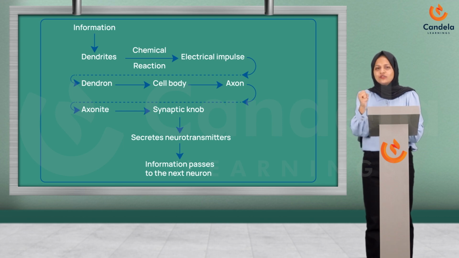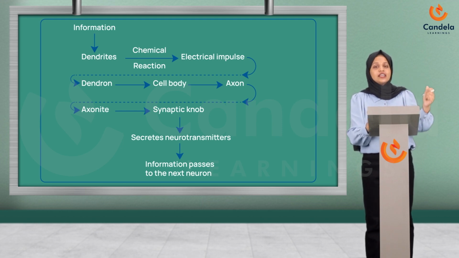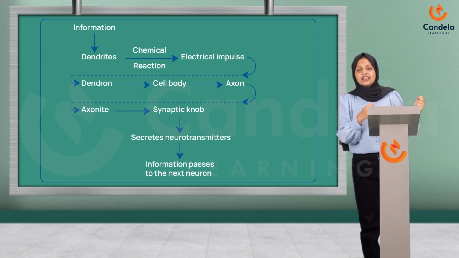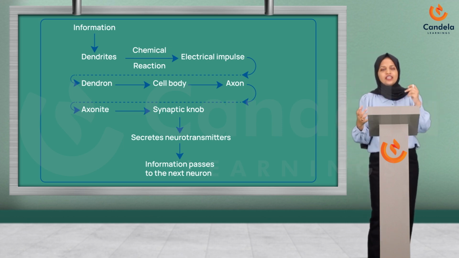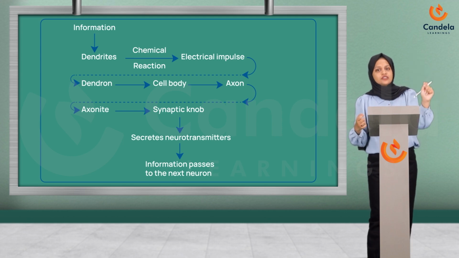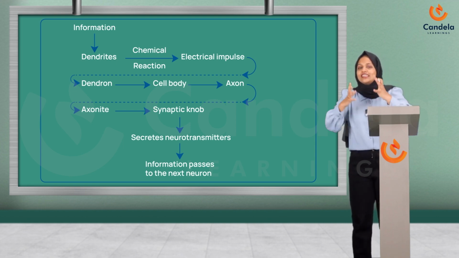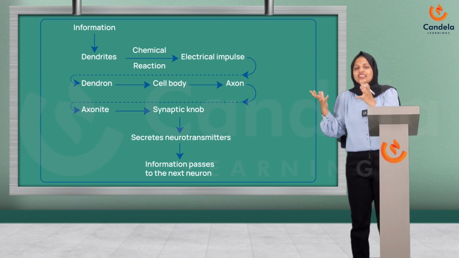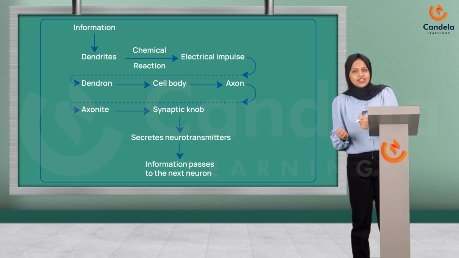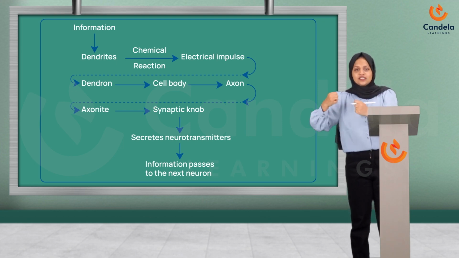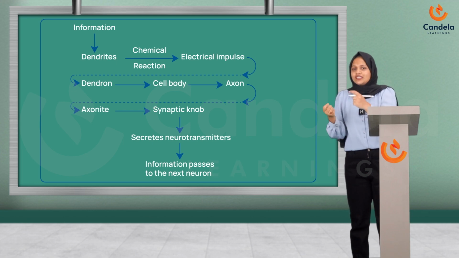Okay, so think that you have touched a very hot object. How will that information pass through the neuron? We'll see. When you touch a hot object, that information is carried by the dendrite of the neuron. So what is the dendrite, children? It is the tip of the neuron. What does the dendrite do? It carries that information. It changes that chemical reaction into an electrical impulse. Now the information is within the dendrite, and the dendrite will give the information to the dendron.